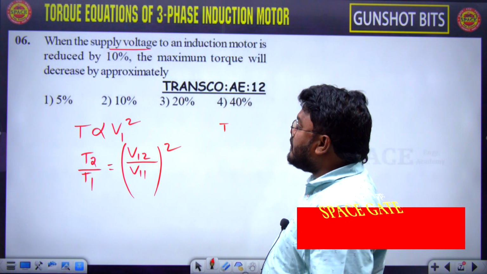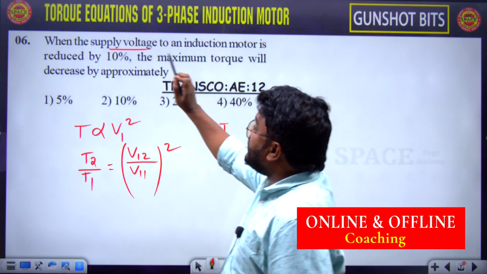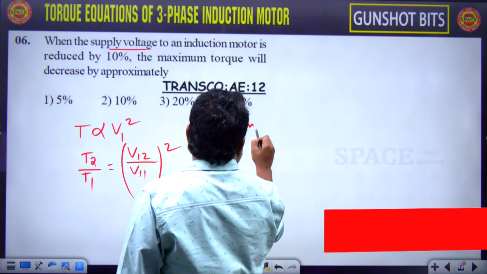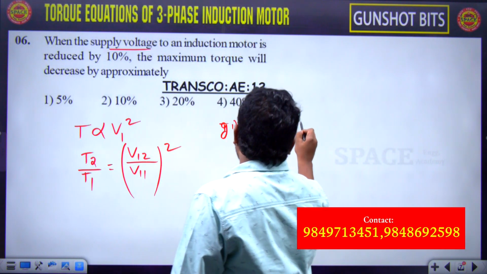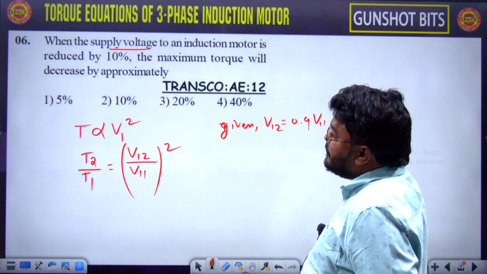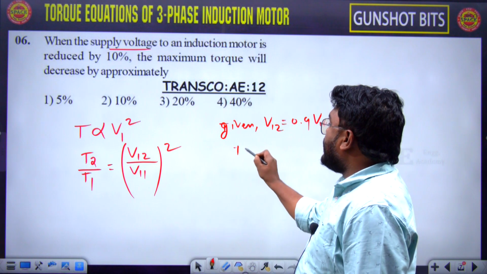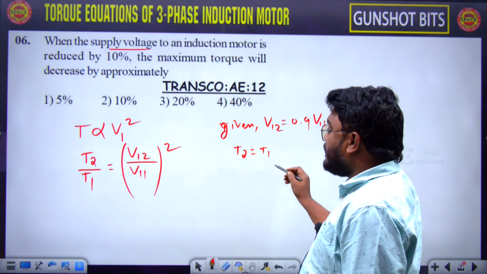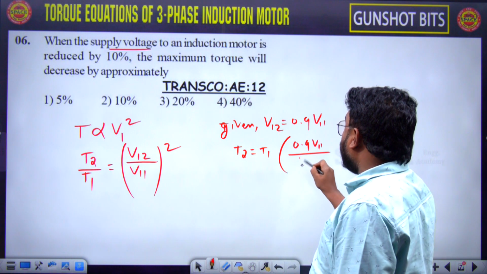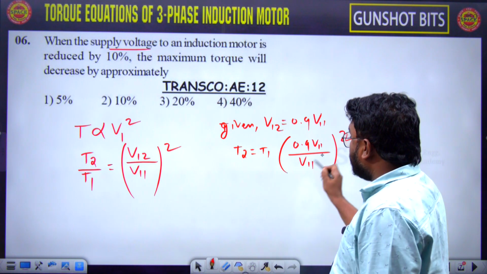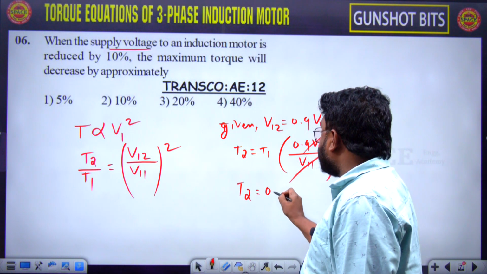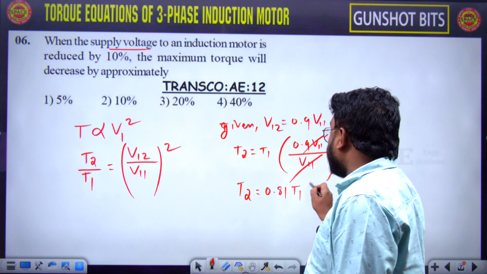First, substitute all the values. The applied voltage is reduced by 10%. So as given in the question, the applied voltage in case 2 is equal to 0.9 times V1. So T2 divided by T1: V2 is 0.9 times V1 divided by V1, the whole square. V1 is cancelled out. Therefore T2 is equal to 0.81 times T1.